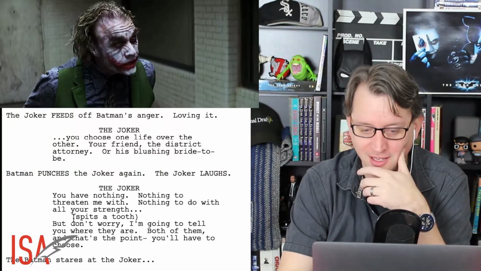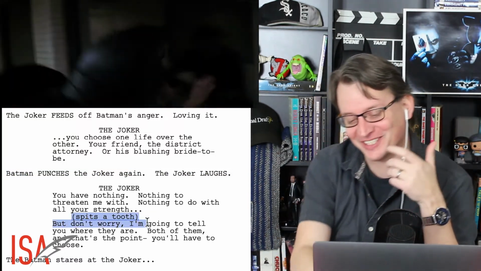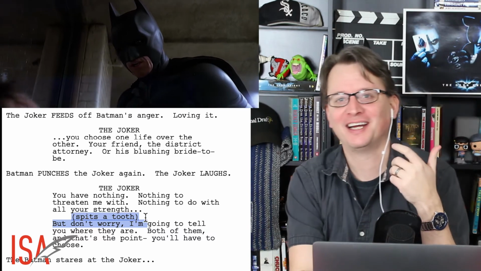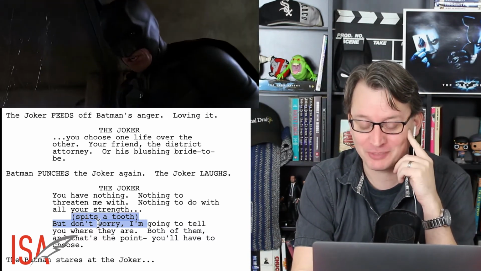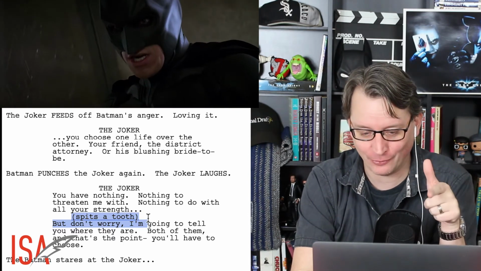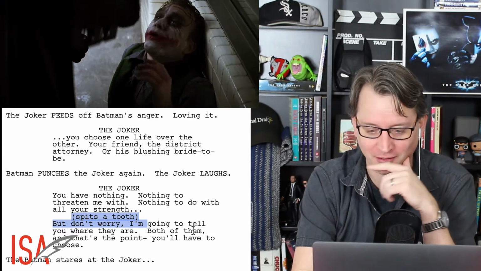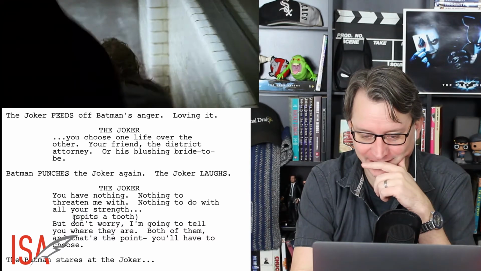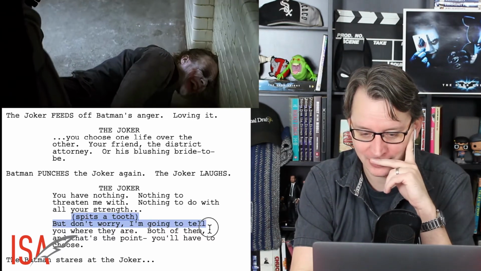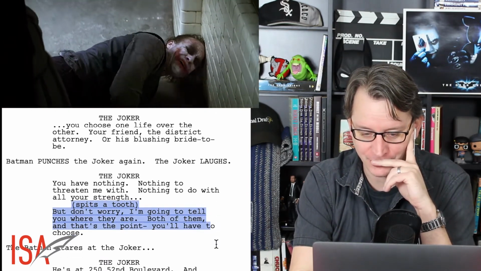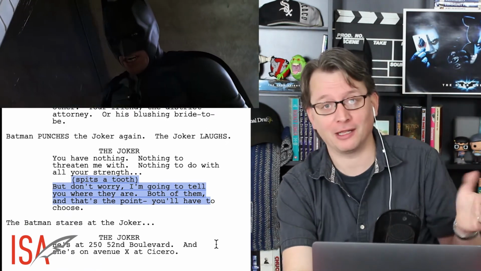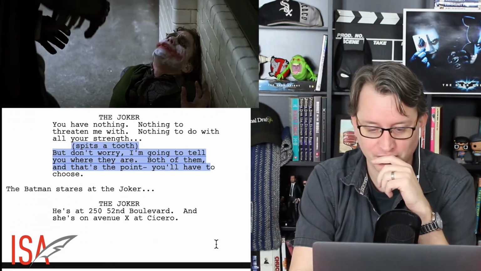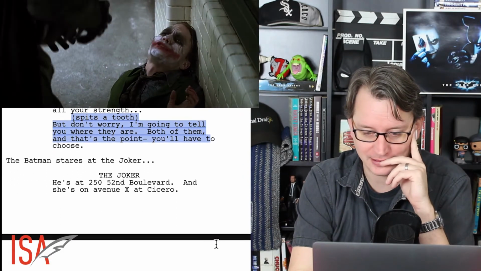Okay, so wow, it was actually a little bit more violent in the screenplay because they have the Joker spitting out a tooth immediately prior to the first line that we cover, which is "don't worry, I'm going to tell you where they are." So yes, here's where we're picking it up. Spitting out a tooth, both of them. You'll have to choose. The Batman stares at the Joker. I didn't even think about the Batman. The Joker, Avenue X, it's Cicero.